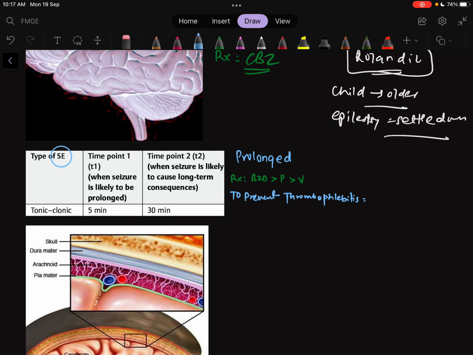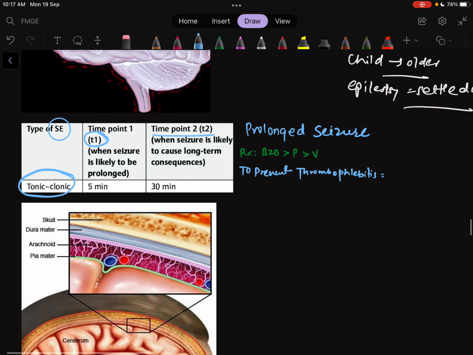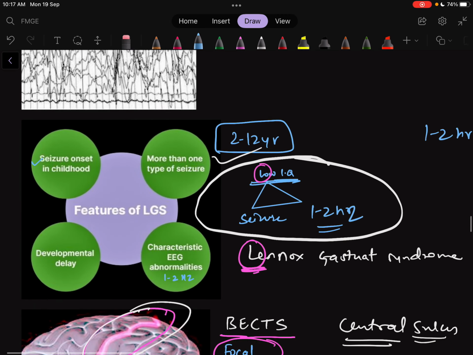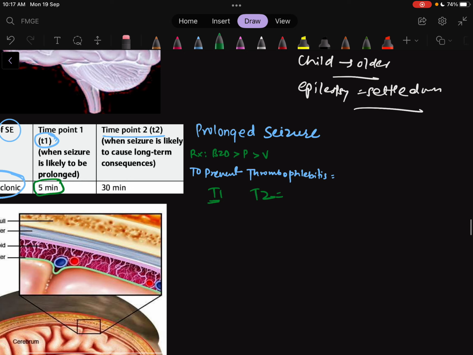These are prolonged seizures, tonic-clonic in nature. You can differentiate between time 1 and time 2. Time 1 is according to when the treatment is started. If treatment is started within 5 minutes, then time 1. And time 2 is the persistence of the seizure. If it is more than 30 minutes, then we can say it is a poor prognosis. For FMG it is not that important. Okay.